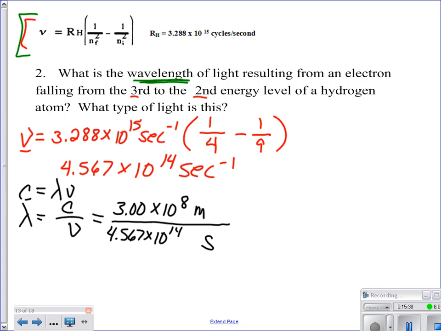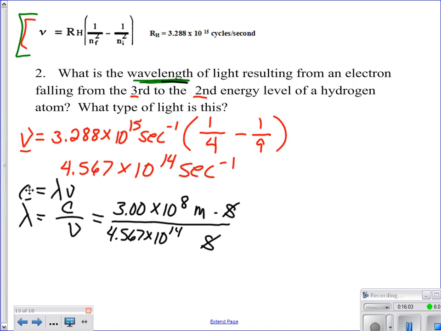So when you divide by a fraction, you multiply by the reciprocal of that. So there's my seconds up there, which looks good. I would expect my answer in meters for wavelength. And that's all there is to it. It doesn't ask, it just says wavelength. It doesn't specify nanometers, so just keep it simple and keep it as meters.